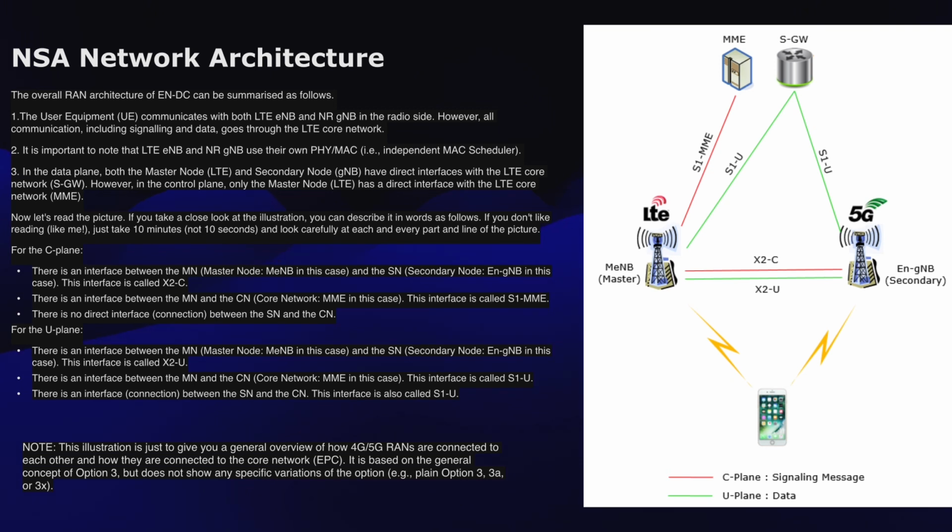For the U plane, there is an interface between the MN, master node, MeNB in this case, and the SN, secondary node, NG-NB in this case. This interface is called X2U. There is an interface between the MN and the CN, core network, SGW in this case. This interface is called S1U. There is an interface connection between the SN and the CN. This interface is also called S1U.